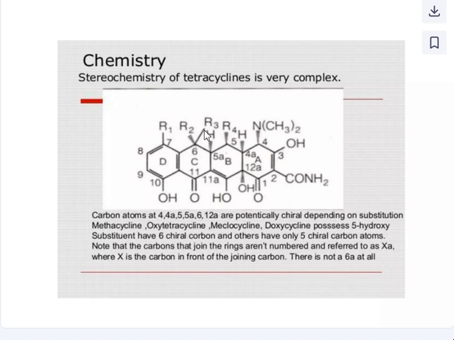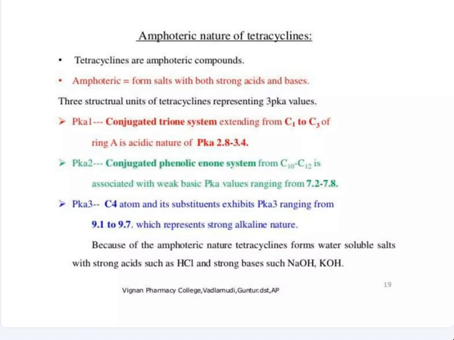Methacycline, oxytetracycline, meclocycline, doxycycline, okay, those possess a 5-hydroxy substituent and have 6 chiral carbons, and others have only 5 chiral carbons. Okay, note that the carbons that join the rings are numbered as XA, where X is the carbon in front of the carbon joining. There is no 6A at all. Okay, so it is just telling that at this X there is no 6A.